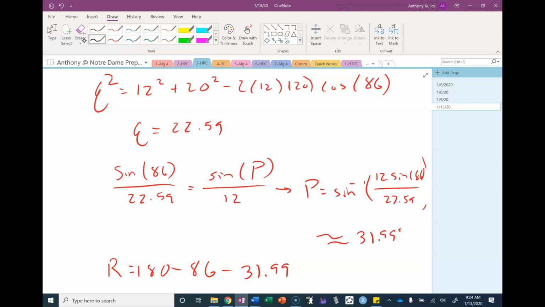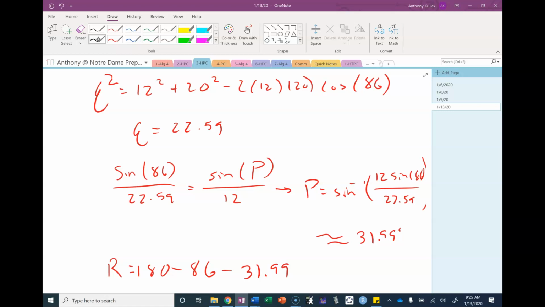Anybody else? Olivia? You said the values of the second triangle in number 6. Sure. The values for the second triangle: angle Y is 11.84, angle Z is 115.16, and side Y is 7.71. Alrighty then.